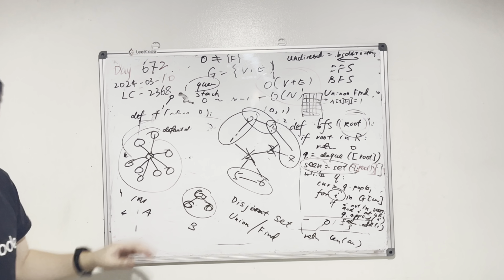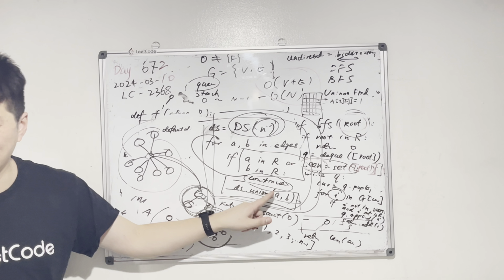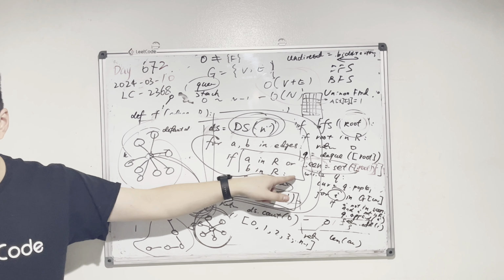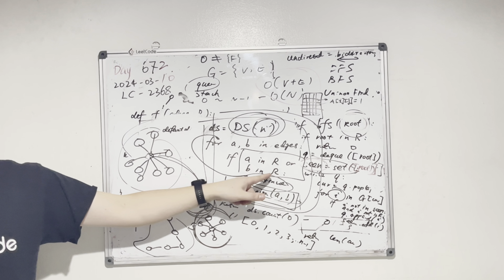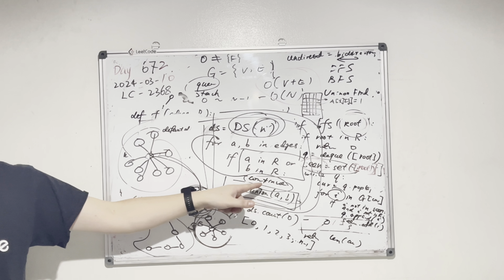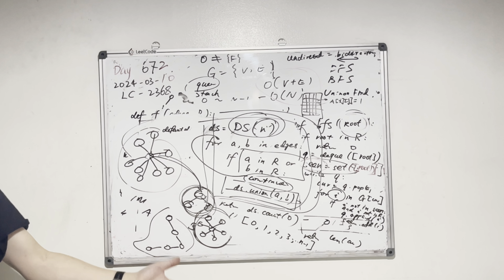And how do we find out the group? When we have an edge from A to B and neither A nor B is in the restricted set, we merge the group of A into B, right? And then at the end we just check how many nodes are in the same group as node 0. Simple as that. The idea is quite simple.